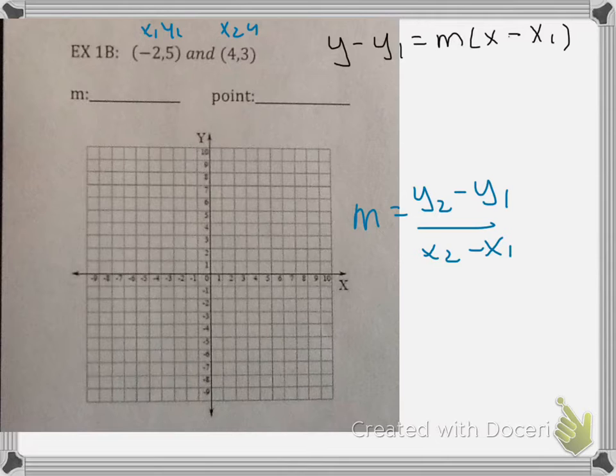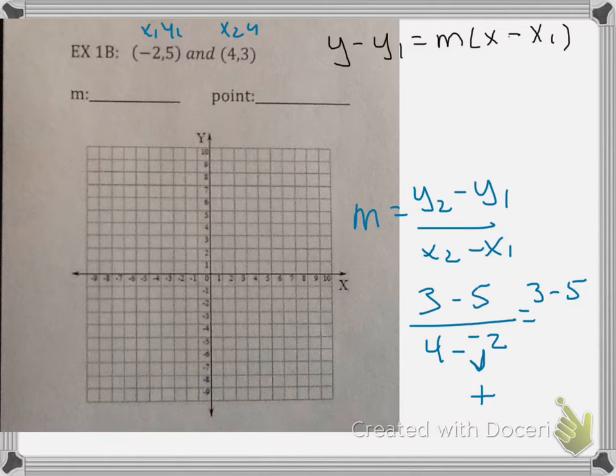Alright, and so my y2, it looks like it's a 3. My y1 is a 5. And don't forget the subtract sign between the two. My x2 is 4, and then my x1, watch out for here, is a negative 2. And again, watch out, see those two negatives? They're going to turn into a positive. So if I was to rewrite this, this would be 3 minus 5 over 4 plus 2.